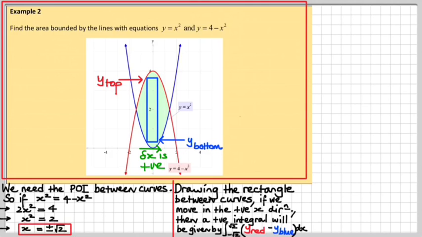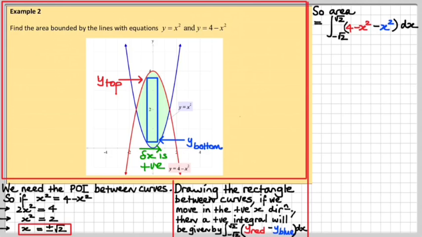Now, so therefore, in order to get a positive integral, we need to do this. We need to go from minus root 2 to plus root 2 in the x department, and we need to go y red or y top minus y blue or y bottom, as I've colour-coded these functions, yeah? So putting that into the actual maths, we've got this minus this. I'm still maintaining the colour coding just to make sure you understand what I'm doing. Yep. Okay, that gives rise to 4 minus 2x squared integrated with respect to x from minus root 2 to plus root 2, and we're ready to go.